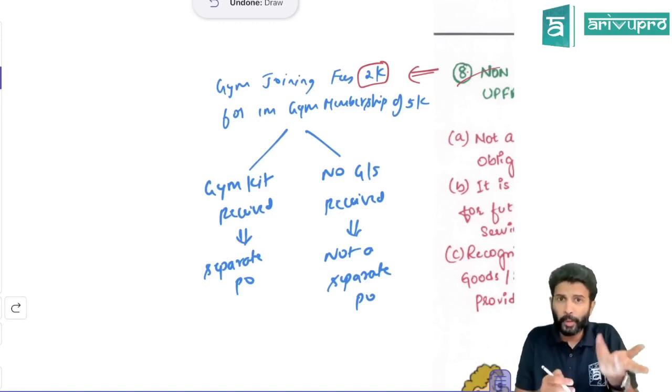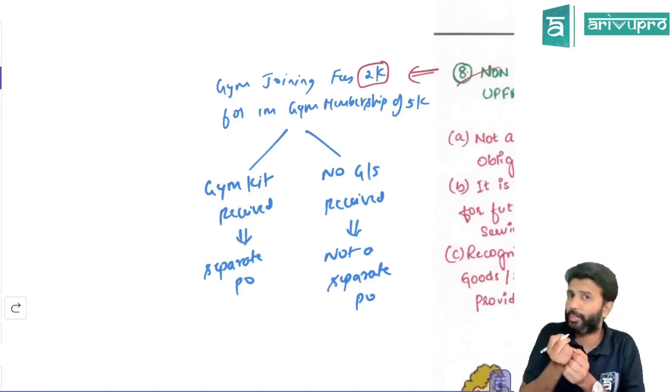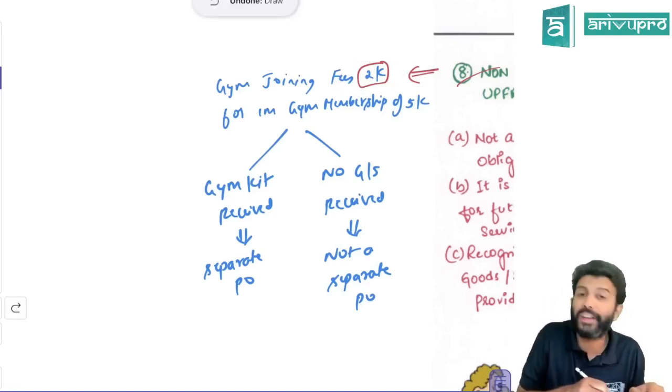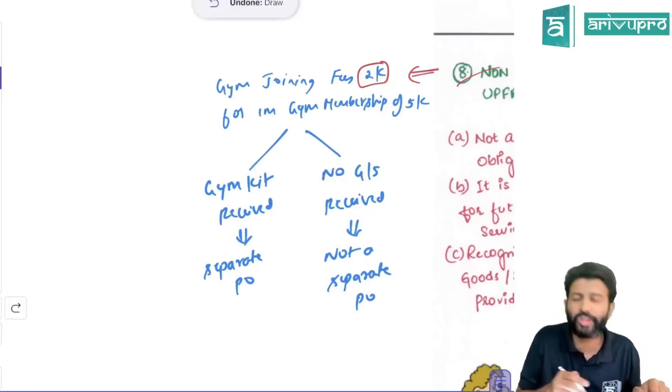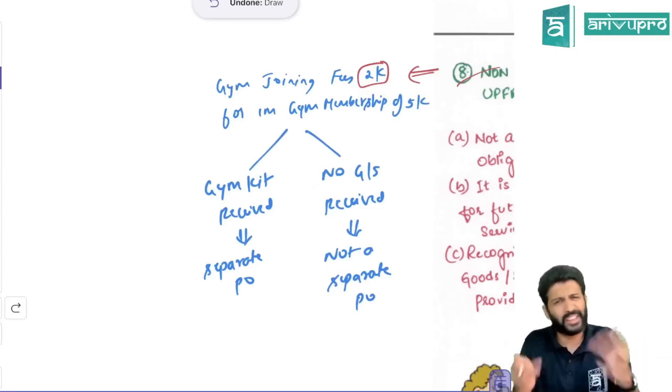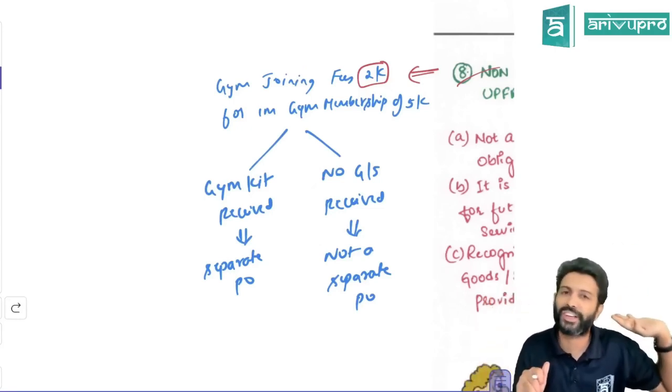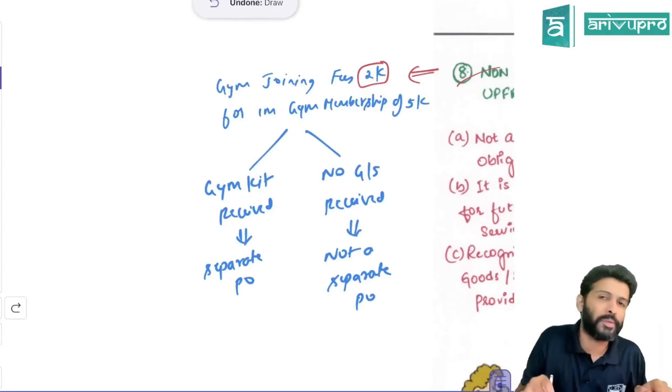Suppose that particular company, Cult Gym or Reliance, Gold's Gym, collected 2,000 rupees joining fees from you, but gave you no goods or service. Nothing. They just collected. That's all. If no goods or service are received, then it is not a separate performance obligation.